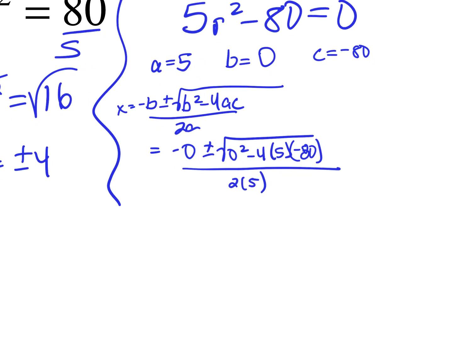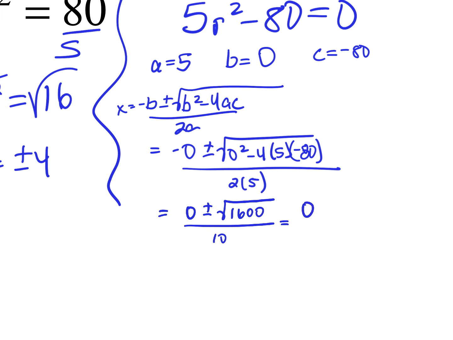Everybody with me? Okay, so let's simplify. I have negative 0, which is just 0, plus or minus, what's 0 squared? 0. What's negative 4 times 5? Negative 20. And then negative 20 times negative 80 is 1,600. And I'm dividing all this by 10. Can I just go ahead and say, oh, 10 will cross out with 1,600 and get the square root of 160? No. It's against the law.